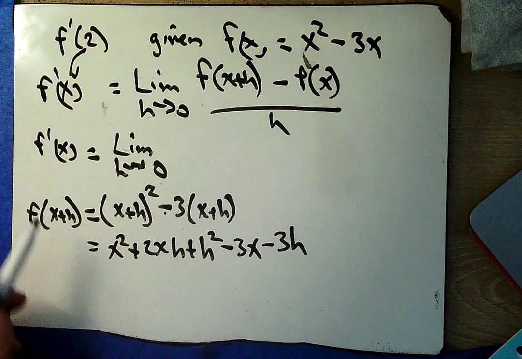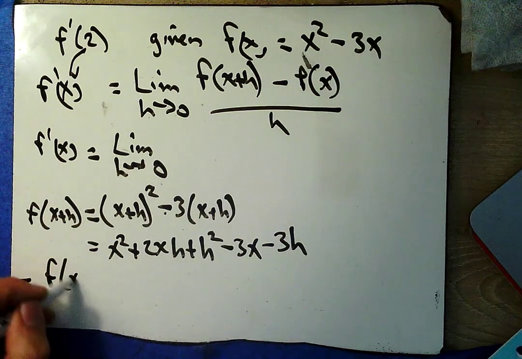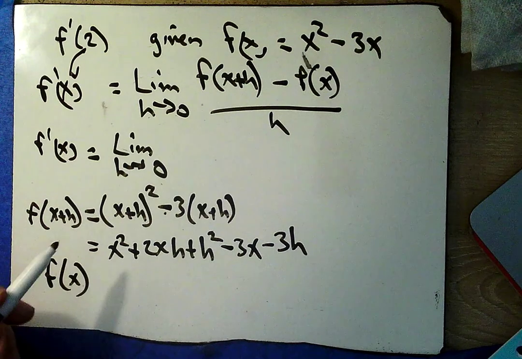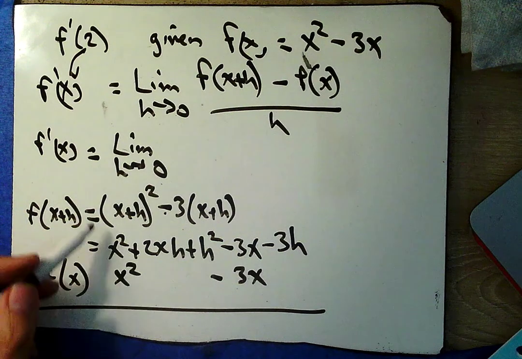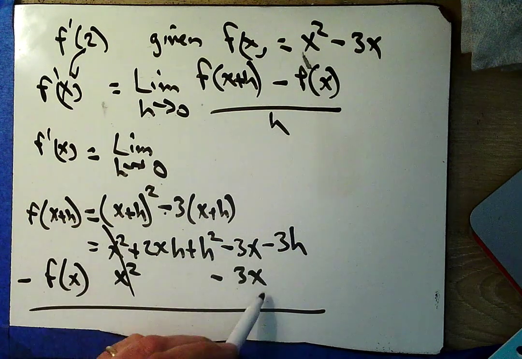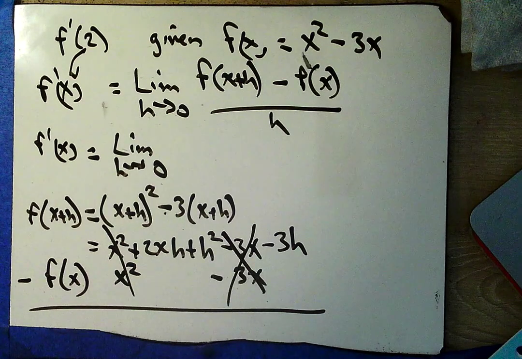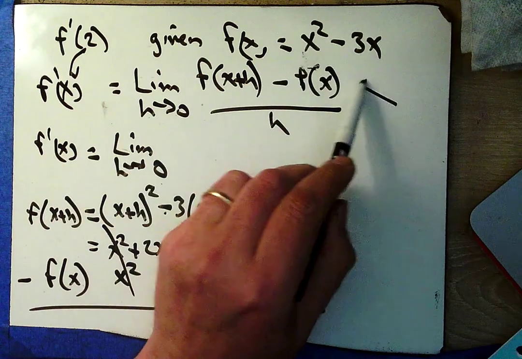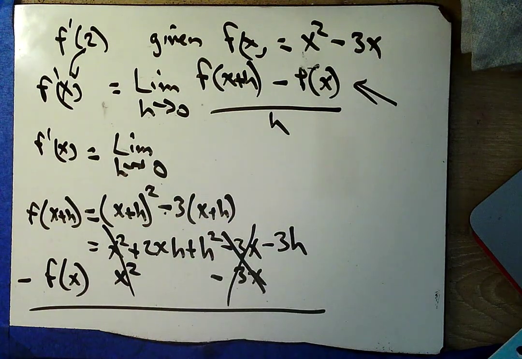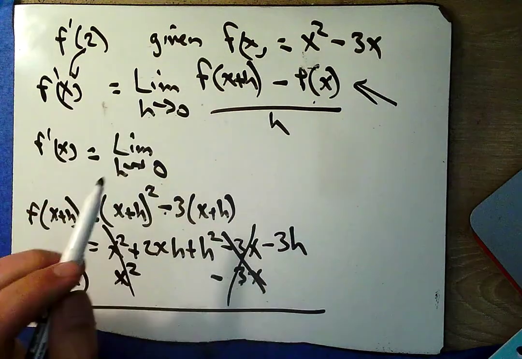Okay. Now, what am I supposed to do? I'm supposed to subtract f of x from that. F of x is x squared minus 3x. So x squared minus x squared, those cancel. Minus 3x minus 3x, those cancel. And I'll tell you something. When you're using this difference quotient, if all of f of x does not cancel out, then you've got a mistake. Because what happens every time is f of x always cancels out. So if f of x doesn't cancel out for some reason, you've got a mistake and you should go find it.